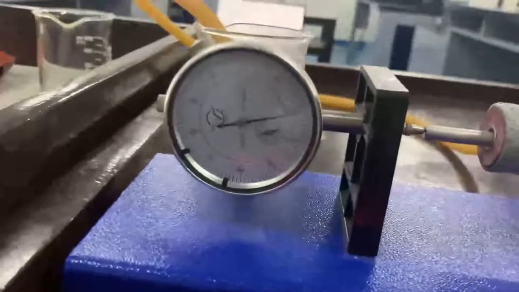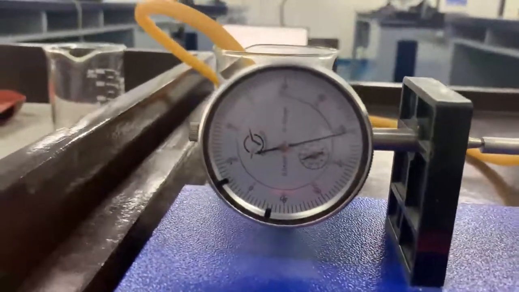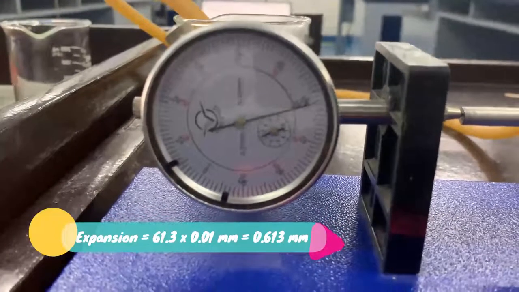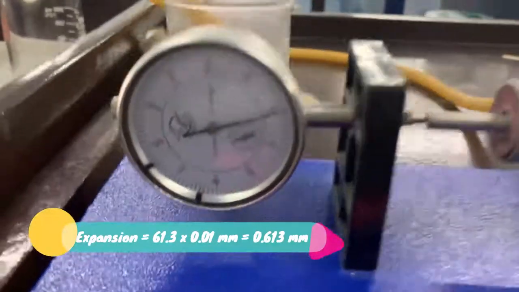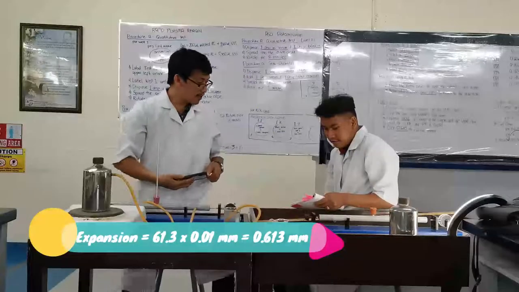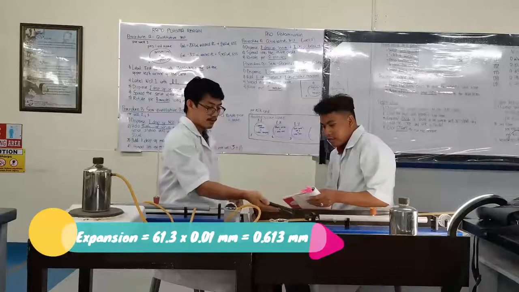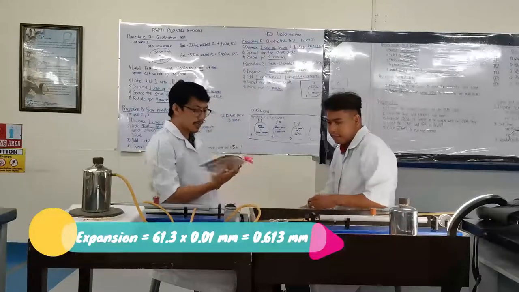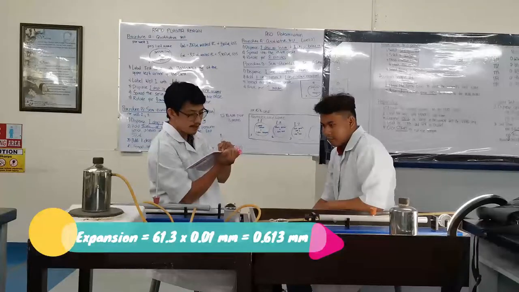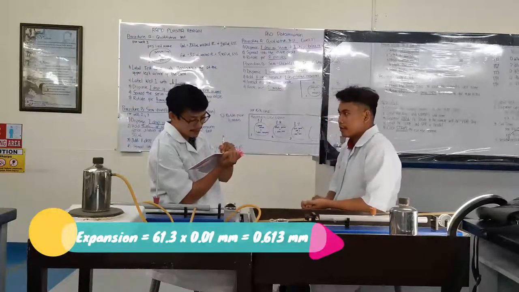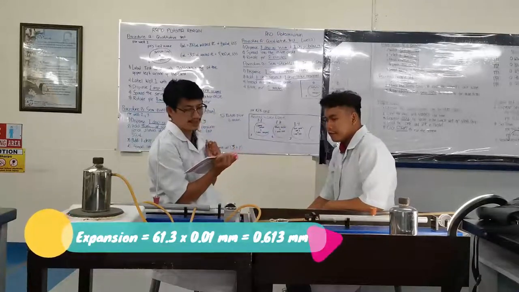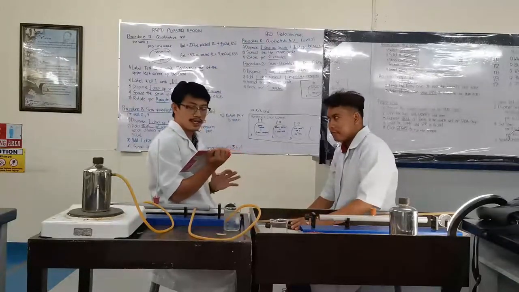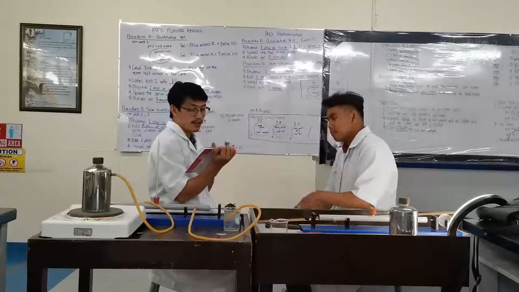But remember natin that the scale is 0.01. So multiply natin yan by 0.01. Remember the scale, ha? It's 0.01. So what will be the amount of expansion? 0.61. So that's millimeters long. So our linear expansion is 0.61 millimeters. So take note, we have different units sa ating L0 and sa ating expansion. Our L0 is in centimeters and our expansion is in millimeters.